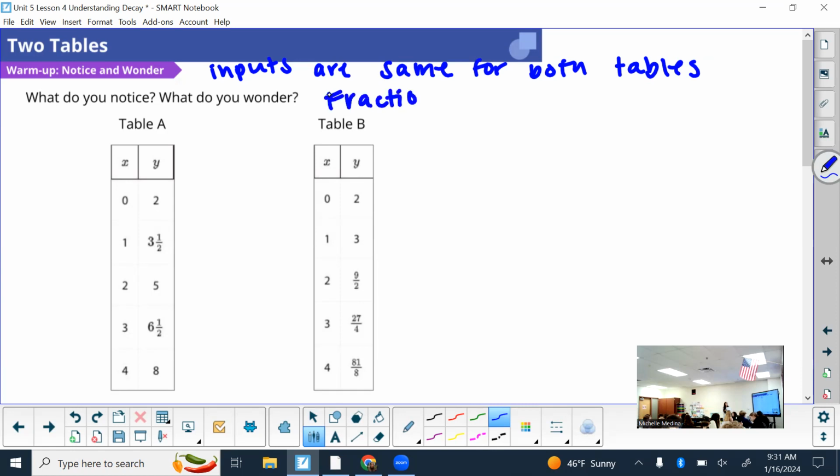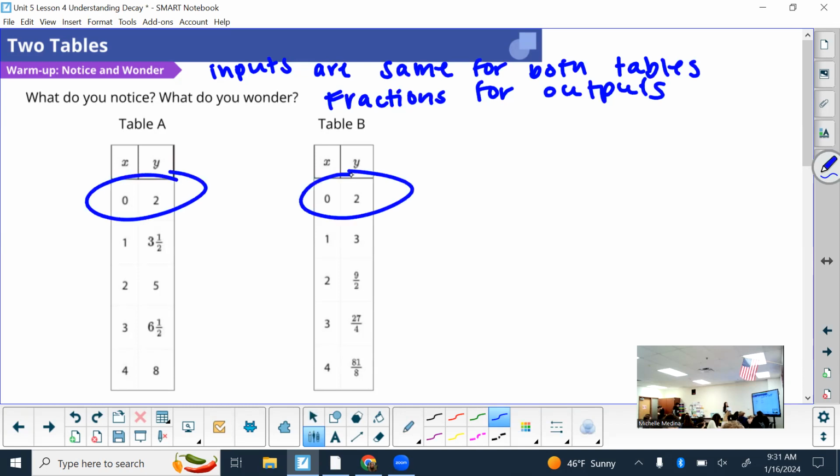Question, Karen? If you can give me another notice or wonder, then yes. Both of the Y's start with 2. All right, yes, they both actually start with the same coordinate. Can someone tell me what type of feature that is on the graph? I don't want to give it away yet. Well, they are functions. They are both functions. That is a good notice, Harley.